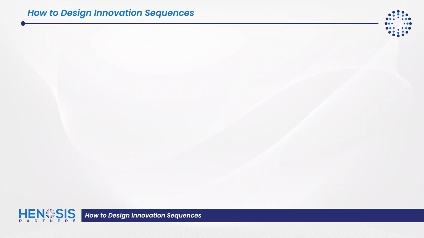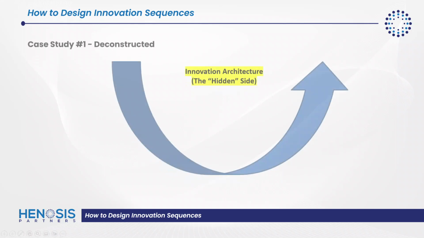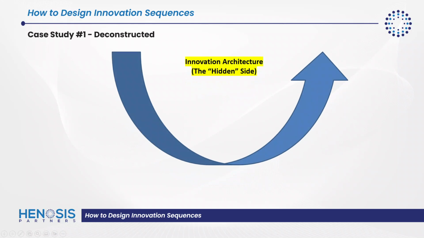All right, now that we've looked at a real-life case study, let's deconstruct the case study itself. Let's look specifically at the innovation architecture, the hidden side of planning and designing this particular innovation sequence. So you might recall the first step in designing an innovation sequence is to create a shared understanding of the challenge, the issue, or the problem for all involved. And we did this by employing a number of different tools and tactics.